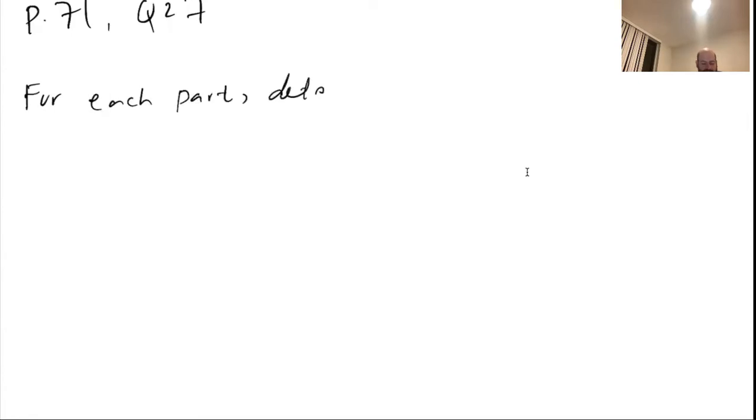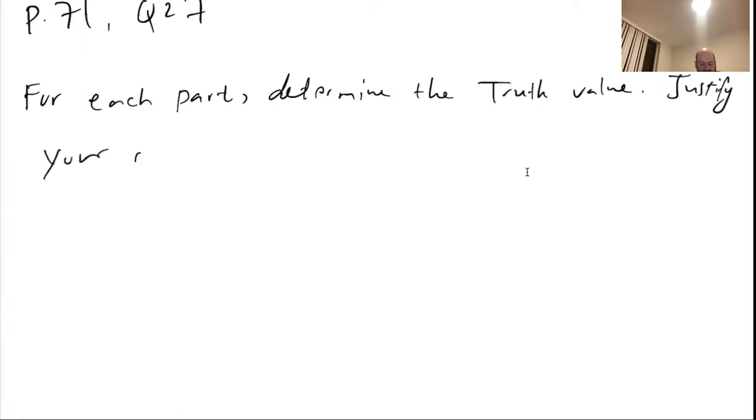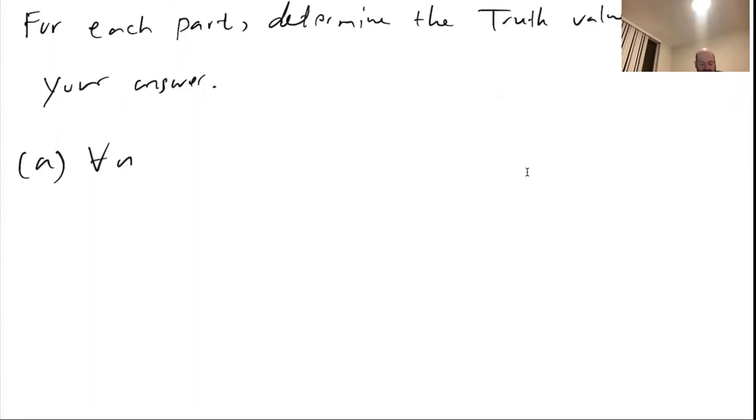So this one, we'll start with page 71, question 27. For each part, determine the truth value. Justify your answer. Part A, for each n there exists m such that n squared is less than m.